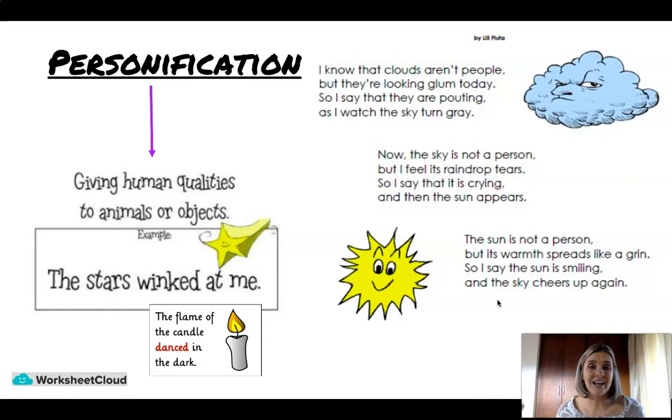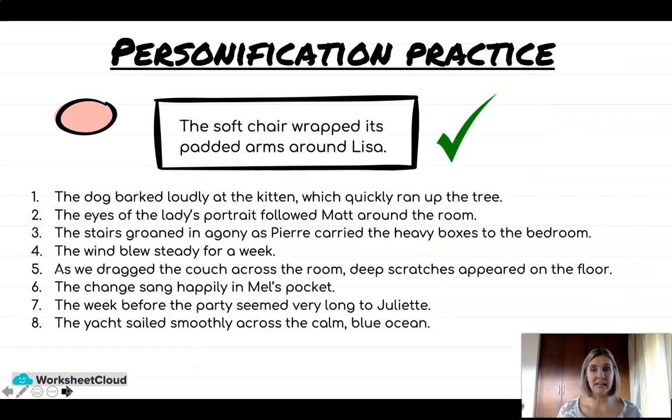So the sun can't shine, but lovely way of using inanimate objects to give them a person quality or a human quality. So I hope you'll remember as we go through, we're dealing with something having a person or a human quality. So let's jump right in. So let's take a look at this. The soft chair wrapped its padded arms around Lisa. I love that. You know those armchairs? Can you imagine an armchair wrapping its arms around somebody? Lovely use. An armchair can't wrap its arms around somebody, but lovely.